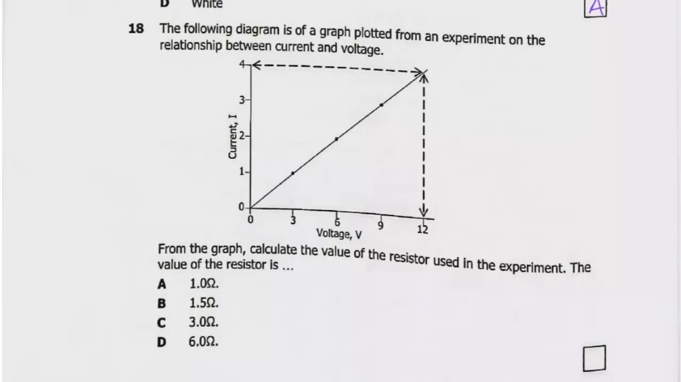Okay, so what we should do is understand the formula that we need to use. Remember, we are asked, from the graph, to calculate the value of the resistance used in the experiment. So for us to find the resistance, we have the formula: resistance is equal to voltage over current. Then let's pick one point.